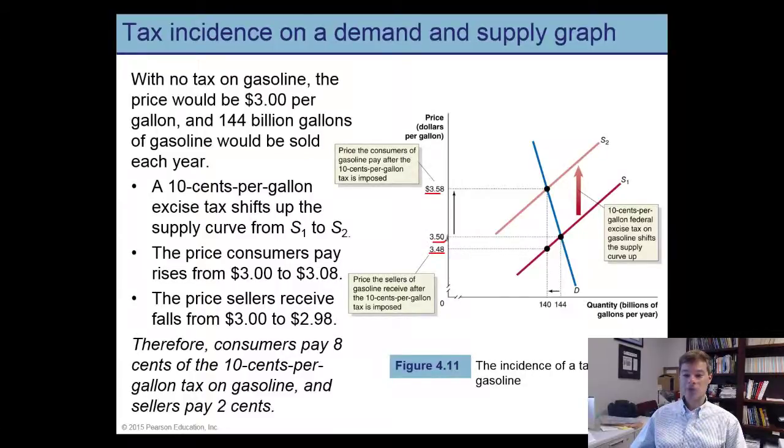Before the tax, producers collected a price of $3.50. With the 10-cent tax, they collect a price of $3.58, pay the 10-cent tax to the government, and are left with $3.48. So producers essentially pay 2 cents of the 10-cent tax in the form of being able to keep a smaller amount.